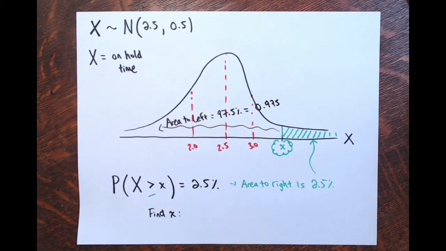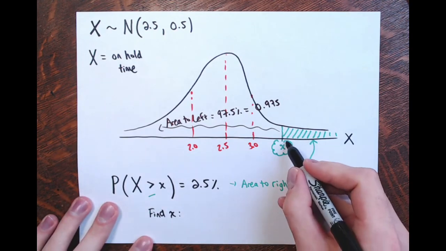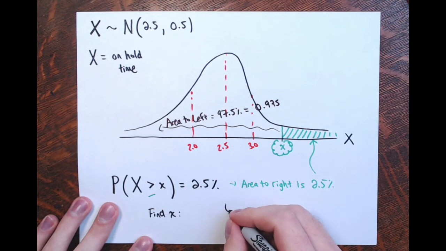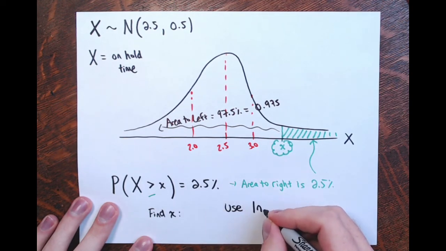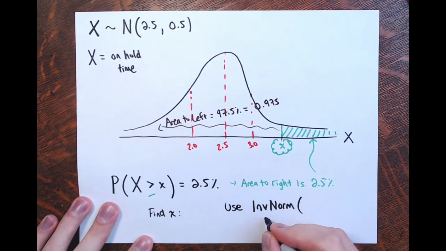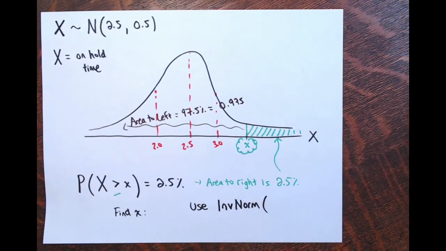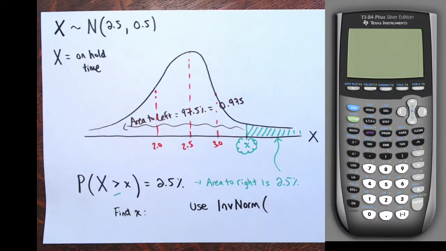Because here's how you're going to find it. If you're given an area and you're trying to find a value on the number line, you're going to use what's called the inverse normal on the calculator, INVNORM. Let me show you what that looks like. Pull the calculator up. I'll go back to that distributions area, second distributions, and you see there's normal PDF, normal CDF, and the third thing down, inverse normal. This is where I'm given an area and I want to find a value on the number line.